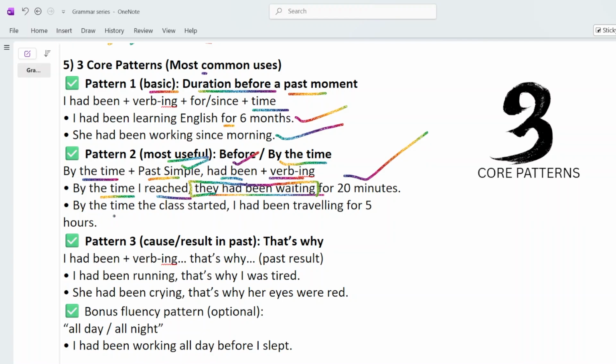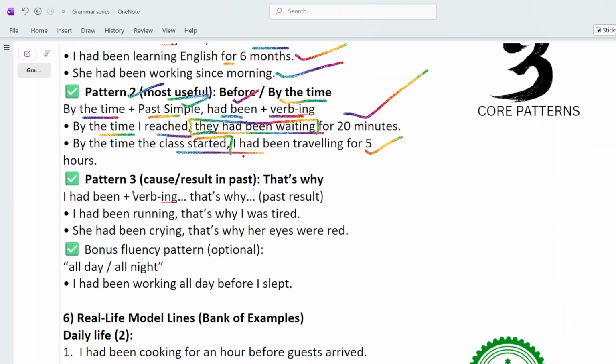Great. Now, by the time the class started, started is simple past. I had been traveling, again past perfect continuous, for 5 hours. All right, this is pattern 2 for you. Great. Let's look at pattern number 3.